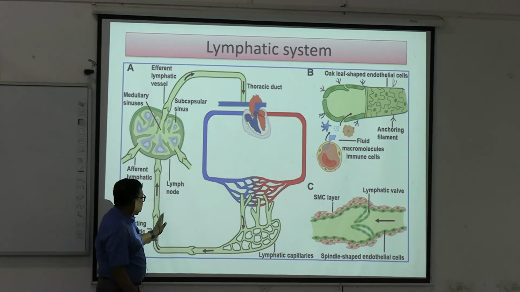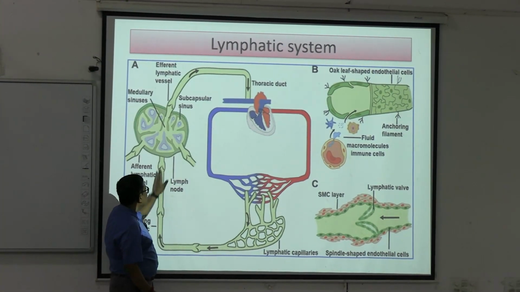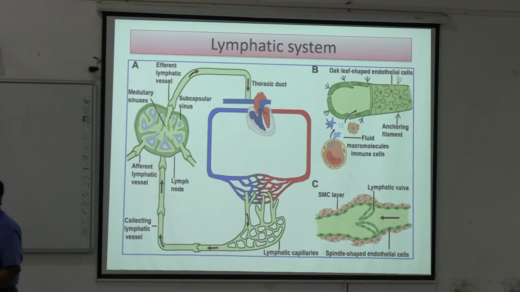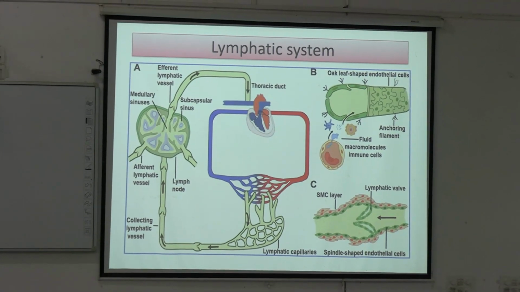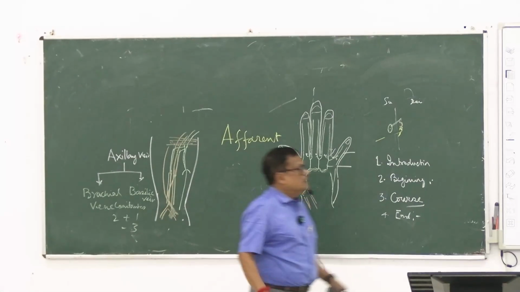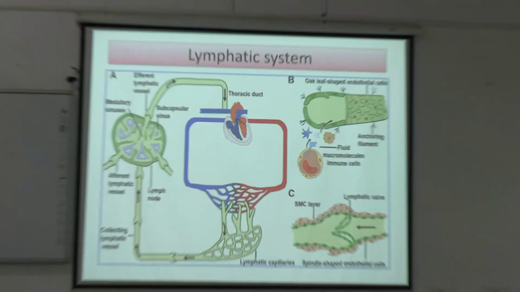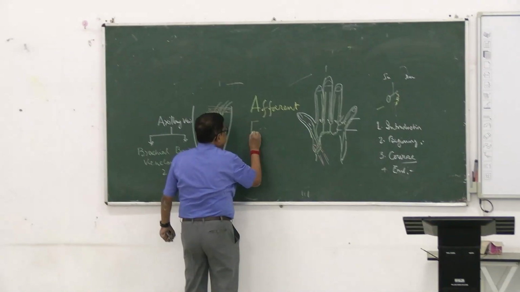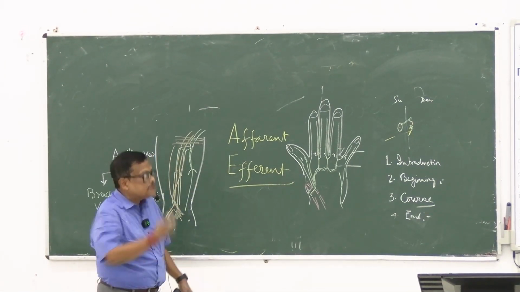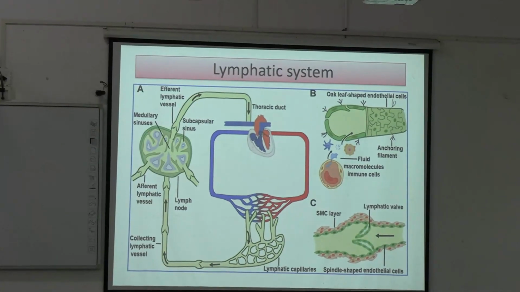And the lymphatic vessels where the lymph is drawn towards the lymph node, we call afferent lymph vessels. We call them afferent lymphatics, towards a lymph node. And these lymphatics we call efferent lymphatics, going away. Afferent and efferent, both are important.